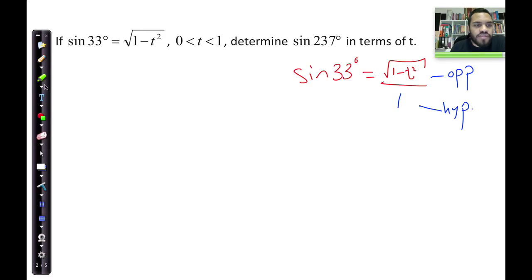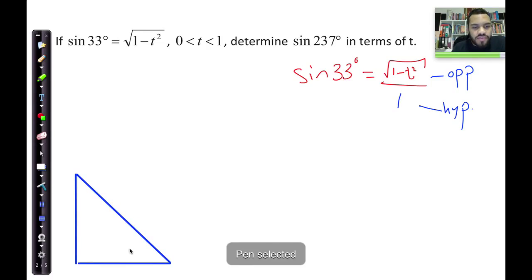Now, if I were to construct my triangle, there's my triangle. 33 degrees will be over here. This will be a right angle because sine applies to right angle triangles. And on this side I got 90 minus 33. Well, 90 minus 30 gives me 60, and 60 minus 3 is going to give me 57 degrees.